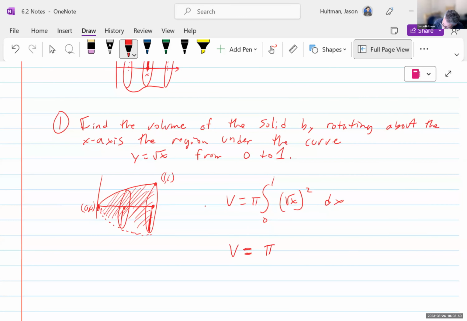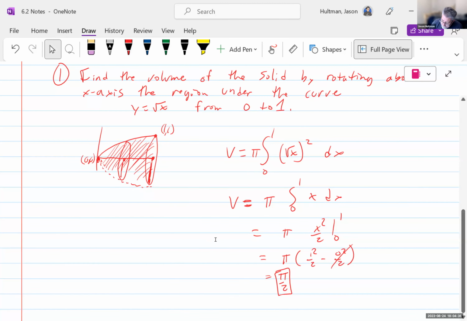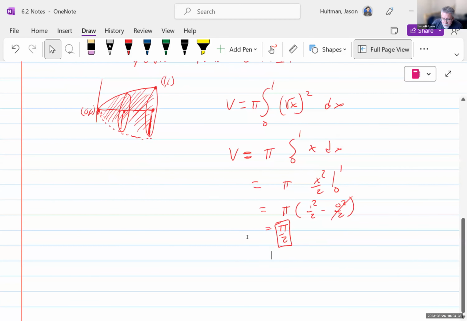So pi times the integral from 0 to 1 of radical x squared, which is just x dx. This is going to be equal to pi times x squared over 2, from 0 to 1. So this is pi times 1 squared over 2 minus 0 squared over 2. That goes to 0. That's 1/2. That's pi over 2. So that's the volume of the solid of revolution, if we revolve around the x-axis.